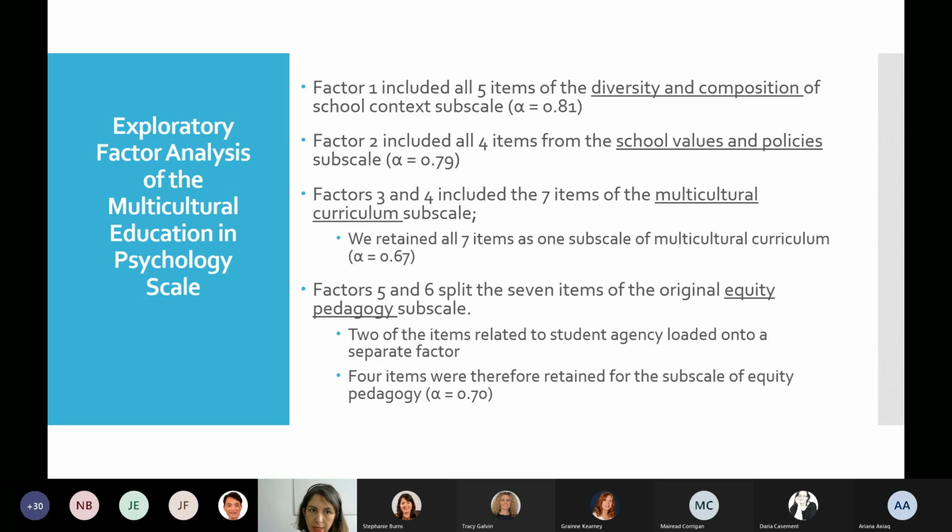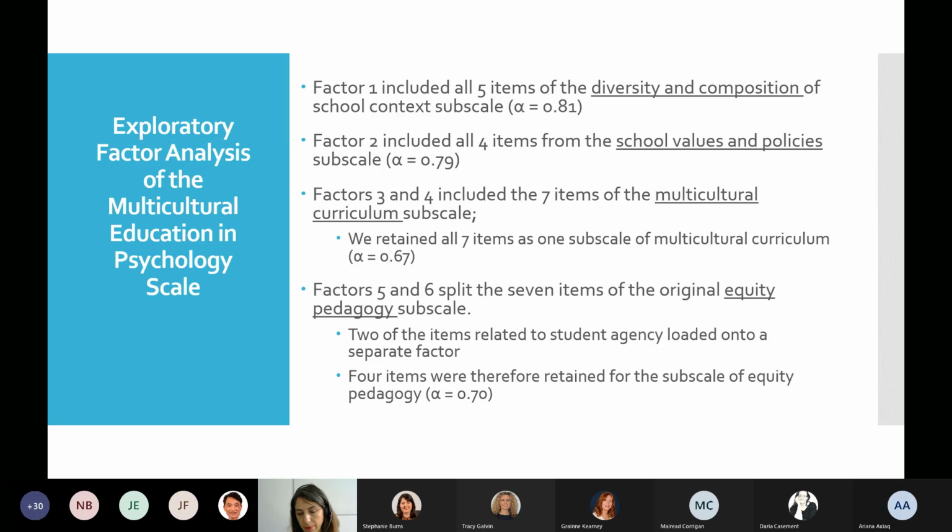The second factor, as we suspected, the values and policies turned out to be a separate factor from the student and staff diversity levels. And these were items about schools valuing cultural diversity and equality and fairness, and it was a reliable scale. The multicultural curriculum subscale had 7 items, but unexpectedly, it turned out to be 2 factors.